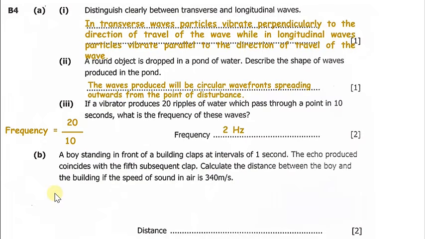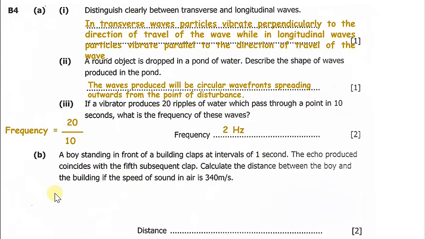Okay, so if the echo is heard on the 5th one, it shows that 5 seconds had to pass, because if he claps, 1 second passes, 2 another second passes, 3 another second passes, 4 another second passes, 5 another second passes, because we are told he's clapping at an interval of 1 second. So if he hears an echo on the 5th clap, that 5th clap coincides with the echo. It means that the time that has elapsed for the echo to be produced now is 5 seconds.